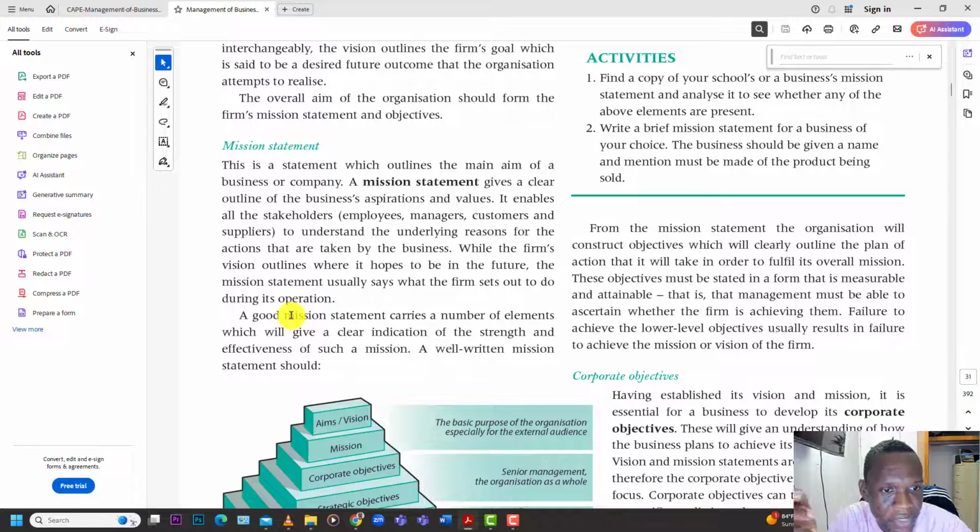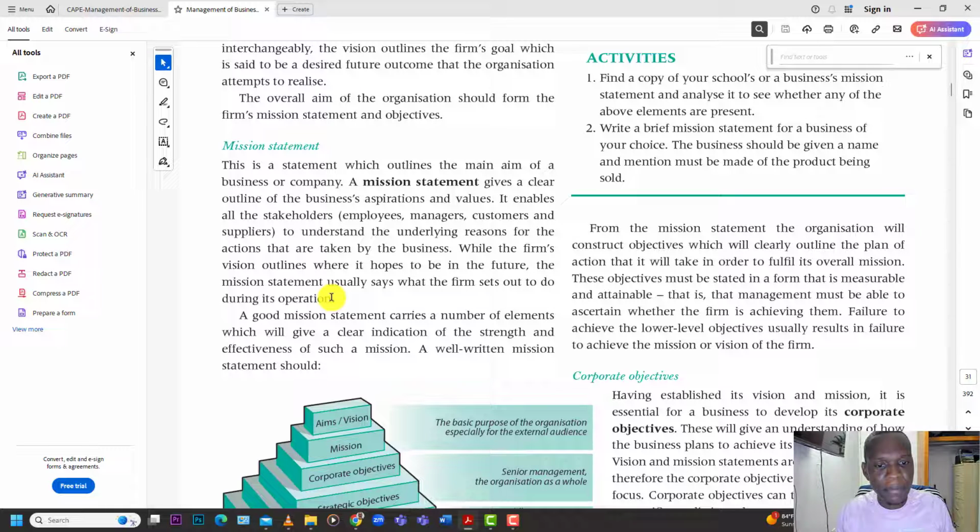Mission statement: this is a statement which outlines the main aim of a business or company. A mission statement gives a clear outline of the business's aspirations and values. It enables all stakeholders, employees, managers, customers, and suppliers to understand the underlying reason for the actions that are being taken by the particular business. While the firm's vision outlines where it hopes to be in the future, the mission statement usually says what the firm sets out to do during its operation.